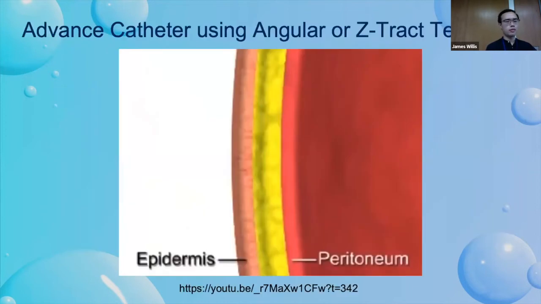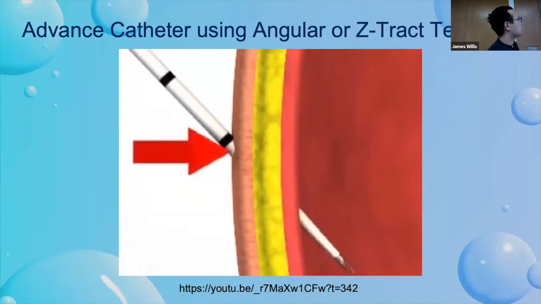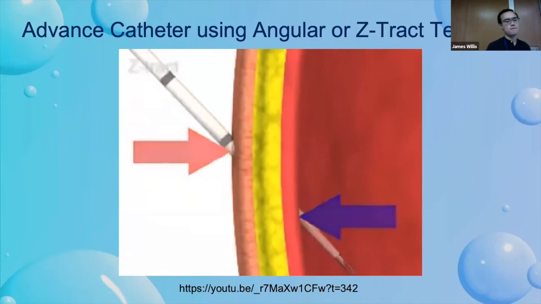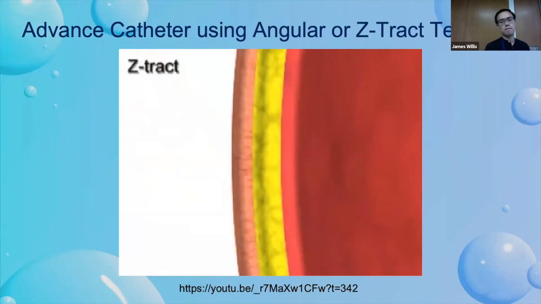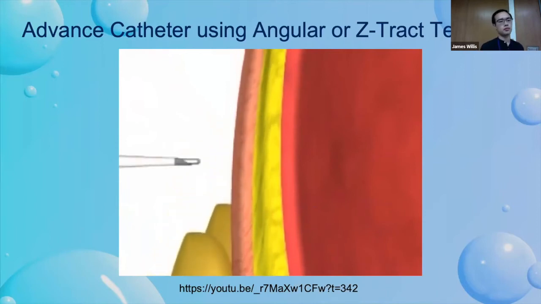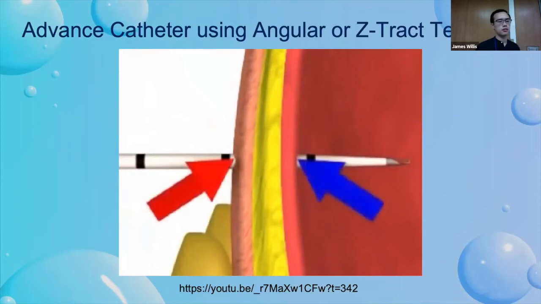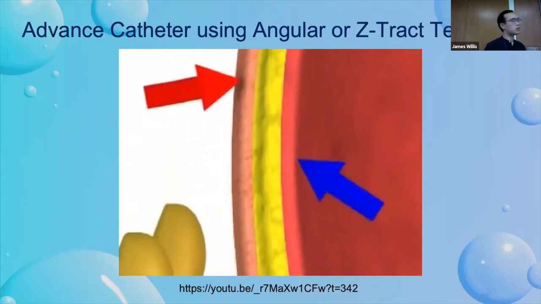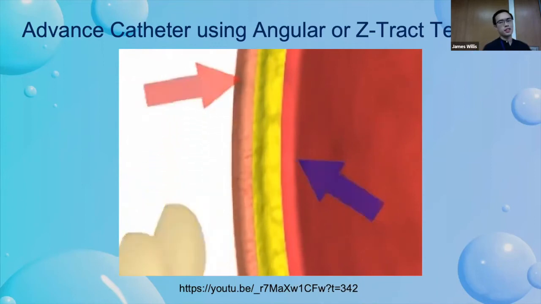And then you want to advance the catheter using an angular or Z-track technique, which we're going to watch a short video about. In this video, we will demonstrate an angular entry technique in which the cutaneous site of insertion does not directly overlie the site of penetration into the peritoneal cavity. Alternatively, a Z-track technique may be used. In this method, the cutaneous tissues are pulled 2 centimeters caudad prior to needle insertion and advancement through the peritoneum. When the catheter is withdrawn at the end of the procedure, the cutaneous entry site will retract to its original position. And this is basically just to minimize ascitic fluid leakage after the procedure.